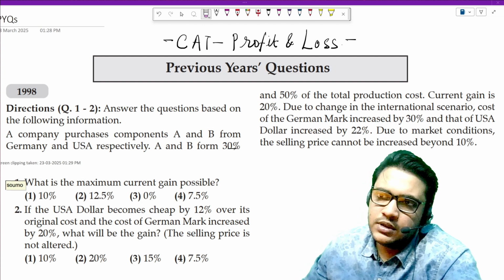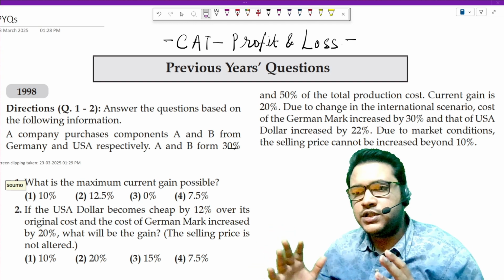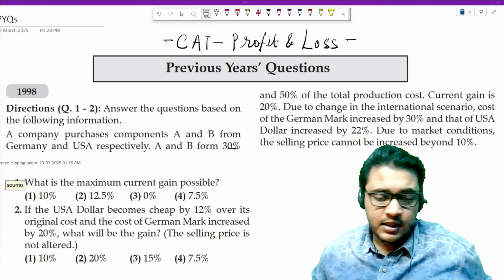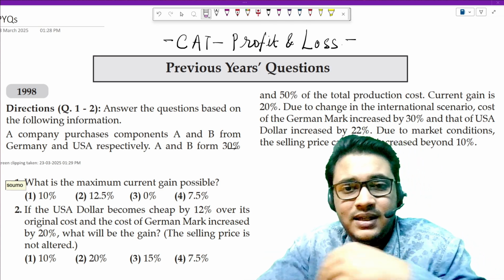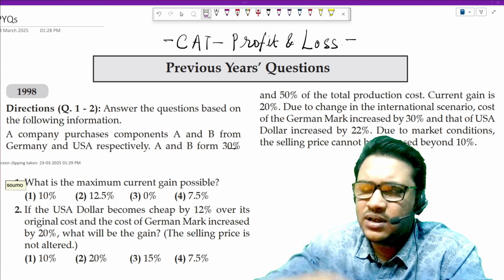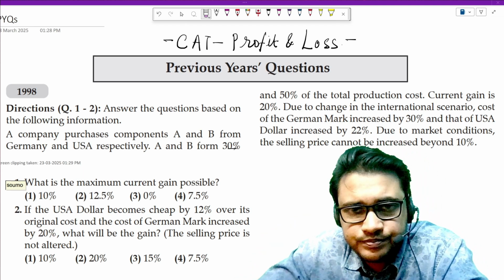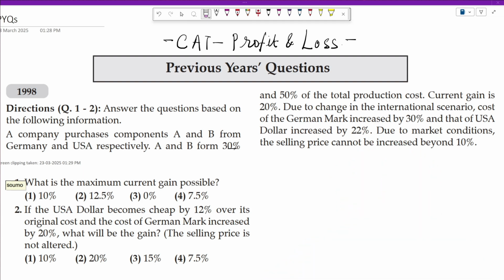Now let's focus on these questions. This is a fairly long question and you will realize this is an actual CAT 1998 previous year question. In those days they used to ask lengthy questions. Even now they ask questions but not this long. And there are actually two questions over there. First thing, I'll get rid of the webcam feed because that will eat away the space I need for writing stuff. Now let's read the question.